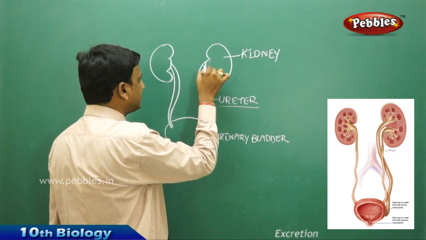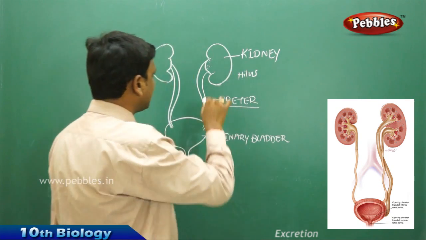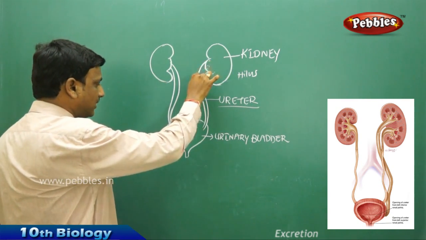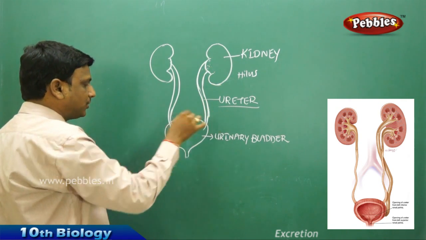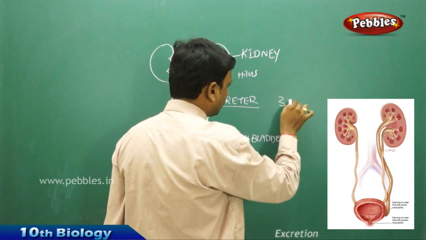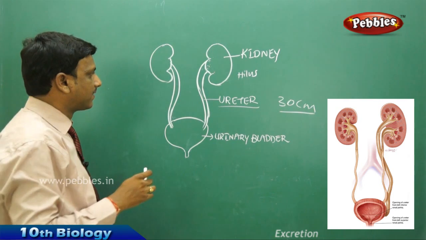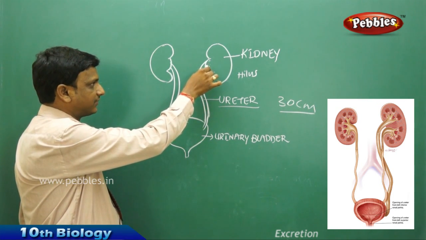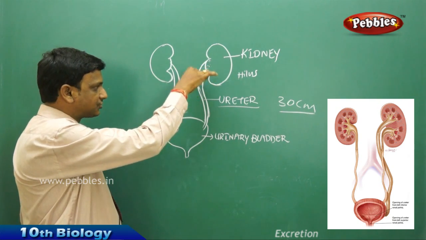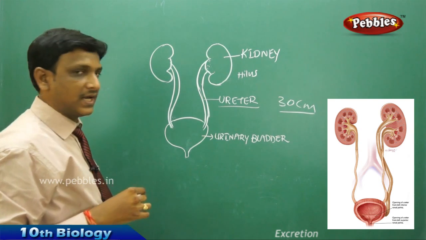Left kidney, right kidney, they have a region called the hilus. From this region, the ureters originate and extend up to the urinary bladder, and their length is around 30 centimeters. In the abdominal cavity, these ureters arise at the hilus part of the kidney. They obliquely travel downwards to the urinary bladder.